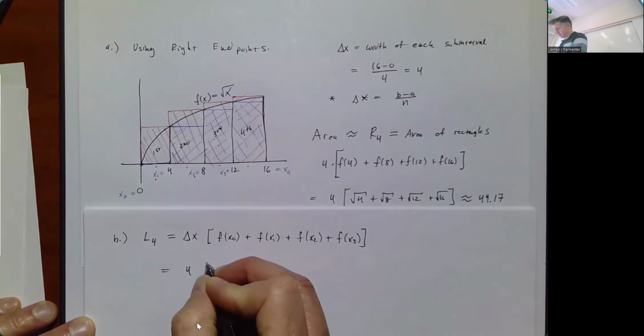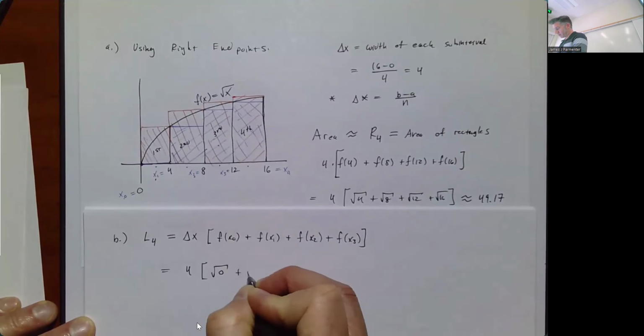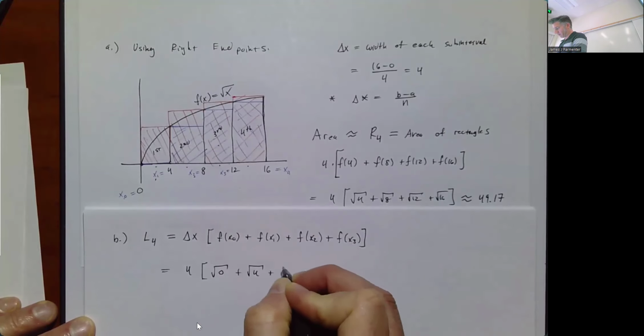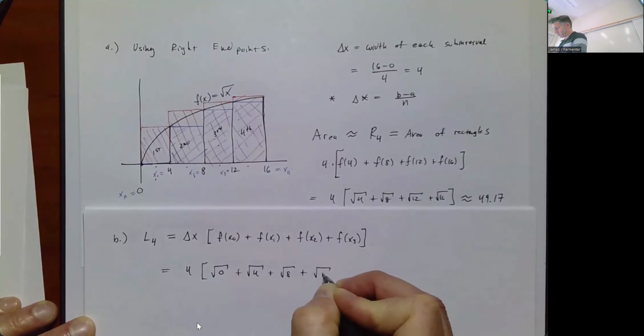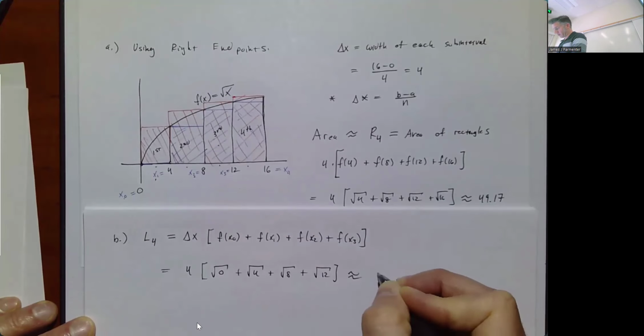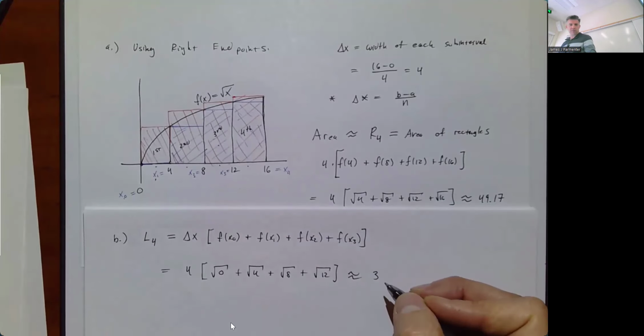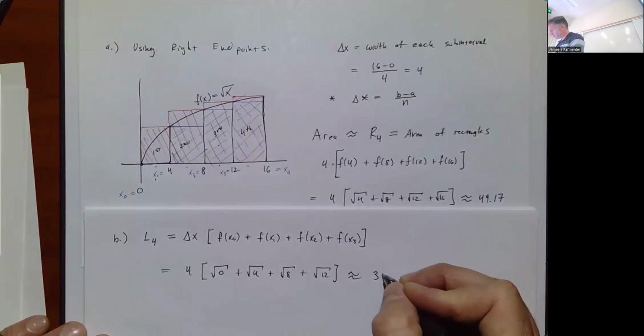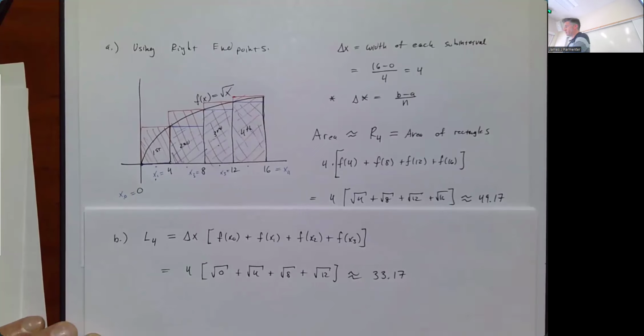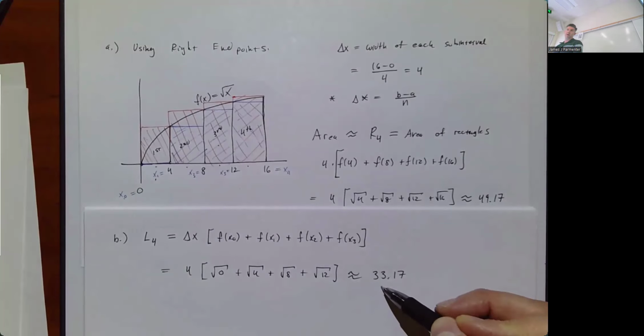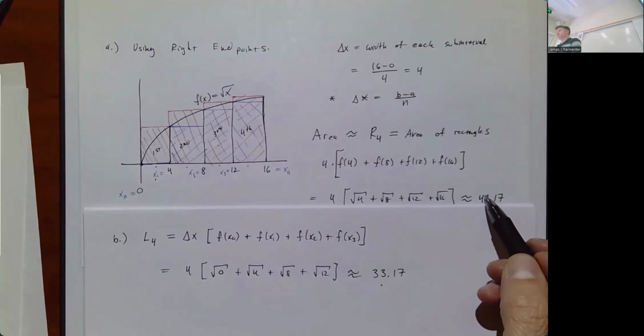And then we could write it out. It's 4 times the square root of 0 plus the square root of 4 plus the square root of 8 plus the square root of 12, which is approximately 33.17. Double check. Yeah, 33.17. Clearly a big gap between our left hand point estimate and our right hand point estimate.